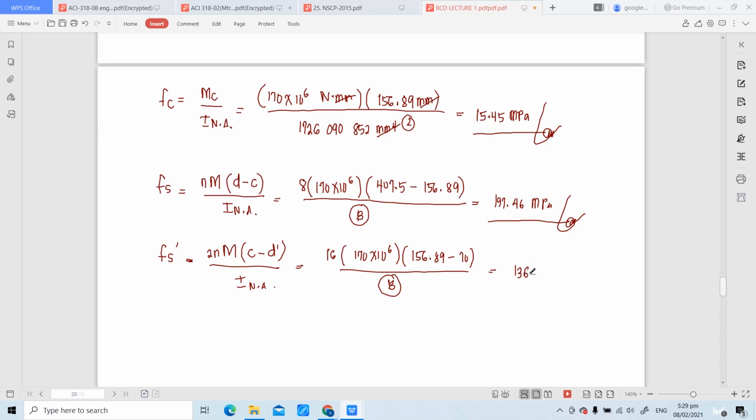The answer is 136.93. Is that the same as what the others computed? Yes, sir. Okay, and these are the requirements for this given problem. Are there any questions?